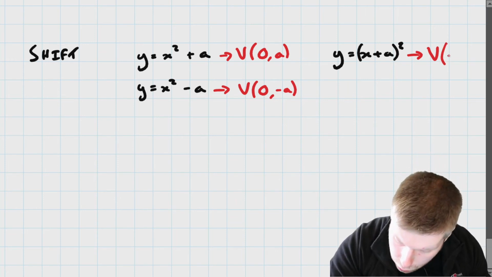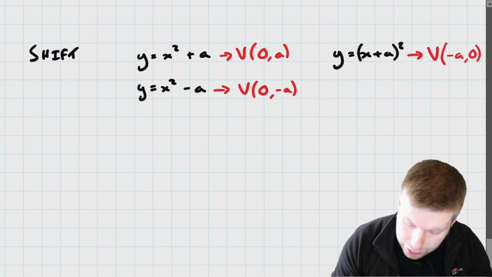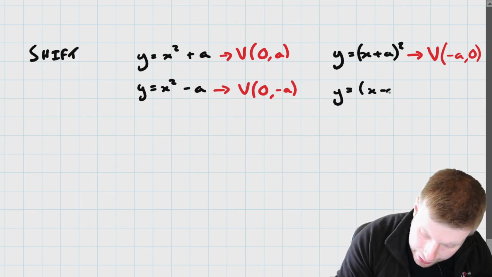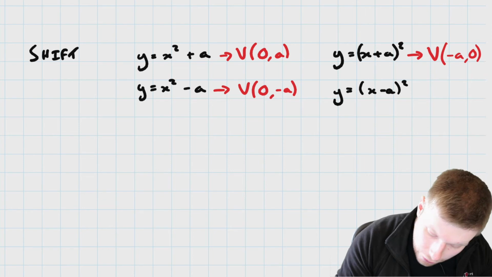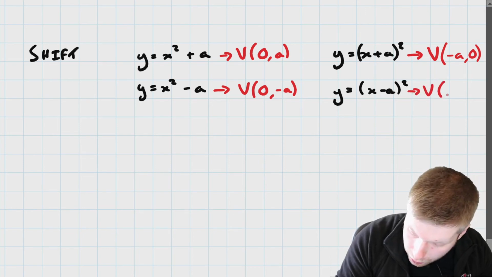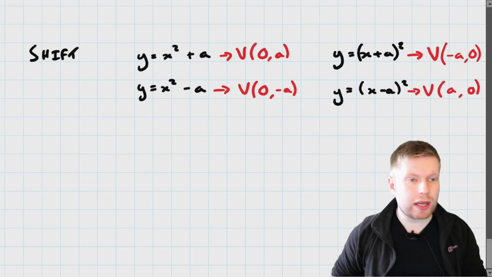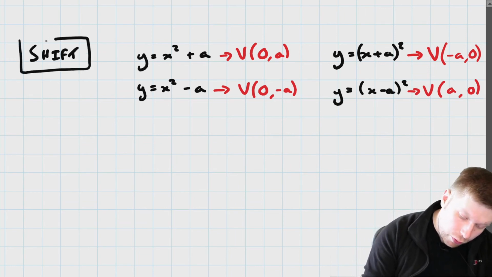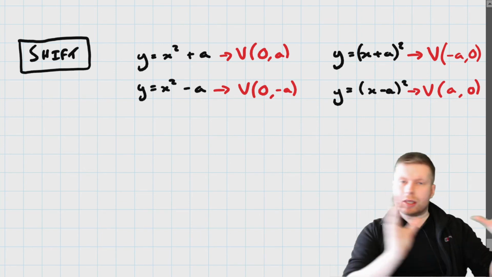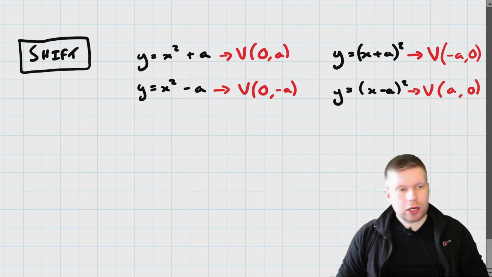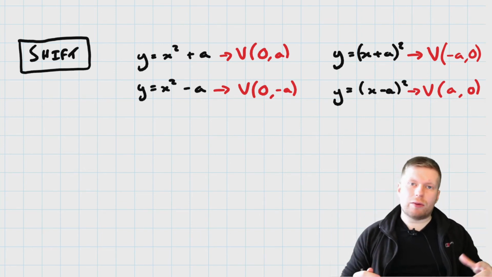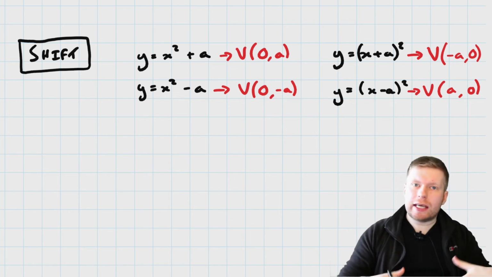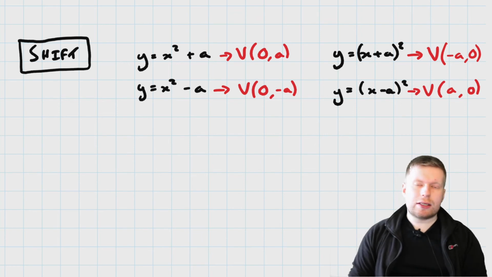Okay, so it's moving it to negative A, 0, like so. And likewise, if I subtracted A, so y equals x minus A all squared, then the vertex would move to A, 0. Okay, so it's moving it to the right and setting it to the left. So that's a shift, okay? So we can basically move the graph around either vertically or horizontally to the left and right, just by adding or subtracting a value of A. And where we add or subtract that value is all about what type of shift it is, whether it's vertical or whether it is horizontal.